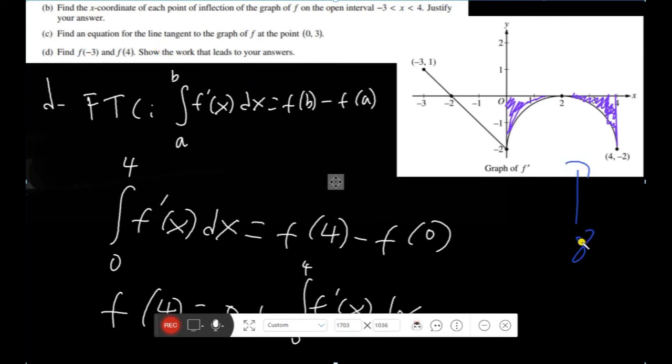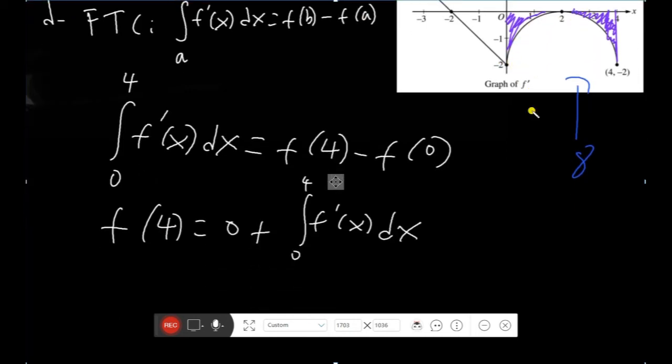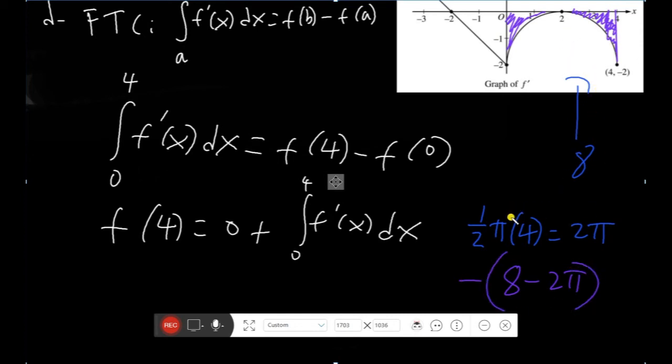This entire rectangle has an area of 8. And then I'll subtract the area of the semicircle. The area of the semicircle is 1/2 times pi times the radius squared, and the radius is clearly 2, so it's 4, which is 2 pi. So the area of the semicircle is 2 pi, and that means the area of the purple is 8 minus 2 pi. And then since it is a negative region, I'll just put a negative sign in front, since it's under the x-axis.